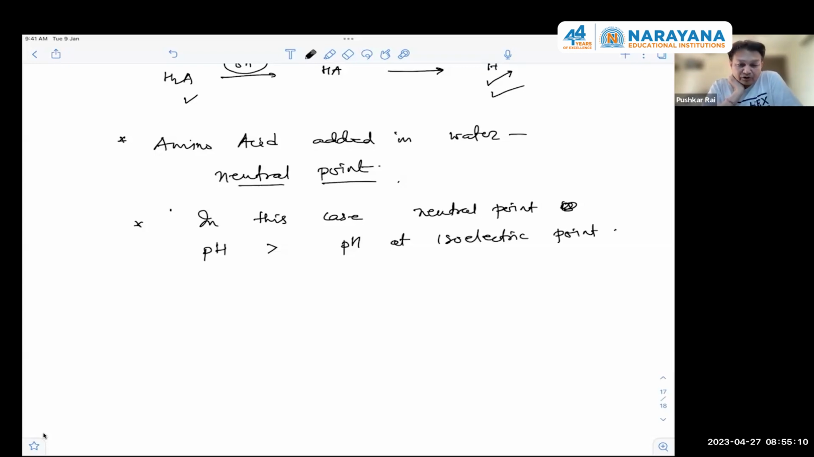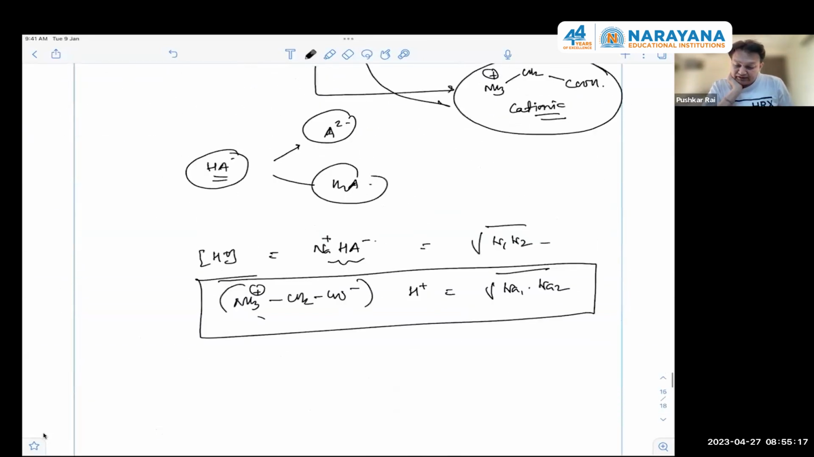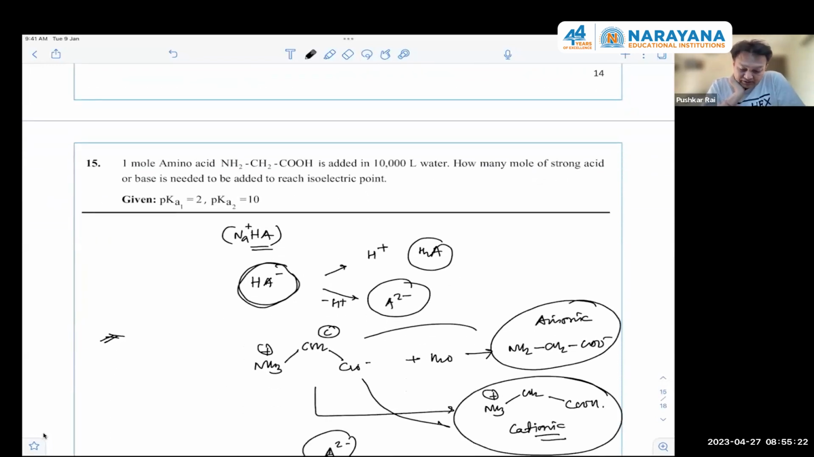So I have given you a problem. Think about it. How much HCl? First of all, it is decided on this problem how much HCl or strong acid should be added. I have given how many moles of strong acid or base is needed. So what do we need to add? Strong acid, needed to reach the isoelectric point. That is the question. Till right now, I was explaining the question to all of you. You understand this question?